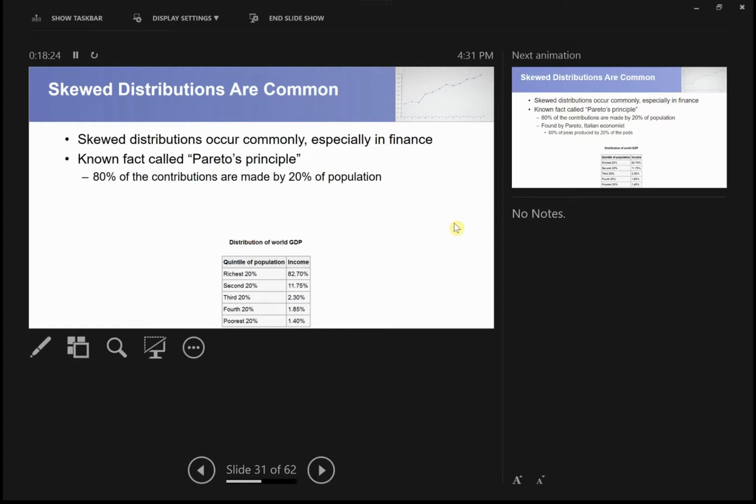It's something called Pareto's principle. So you might not have heard it called Pareto's principle, but a lot of you who have some business experience have heard this saying that 80% of your business comes from 20% of your customers, okay? That's the Pareto principle.